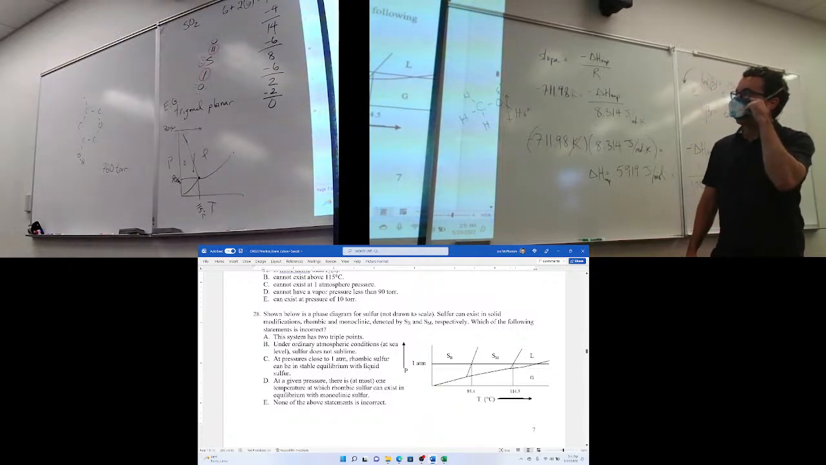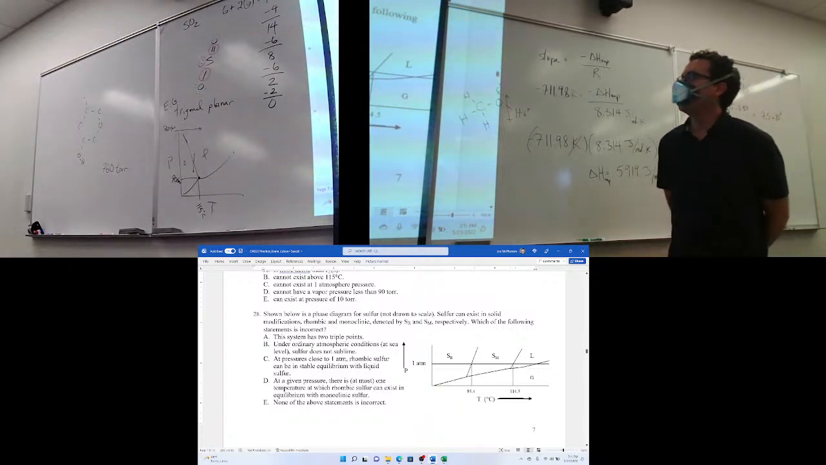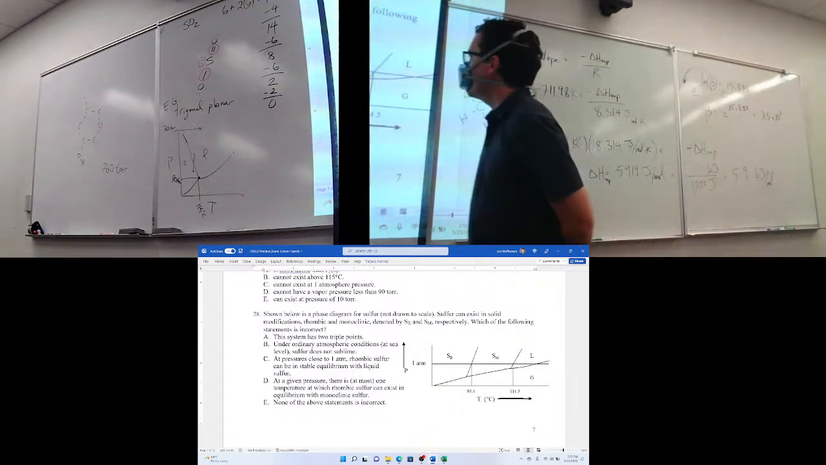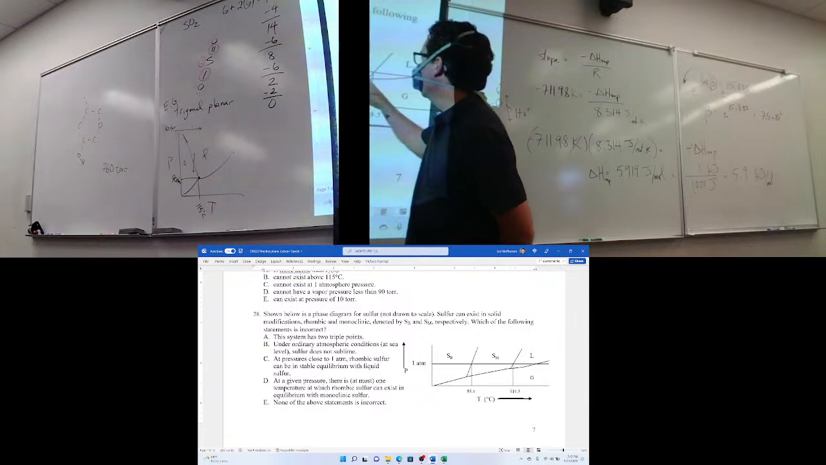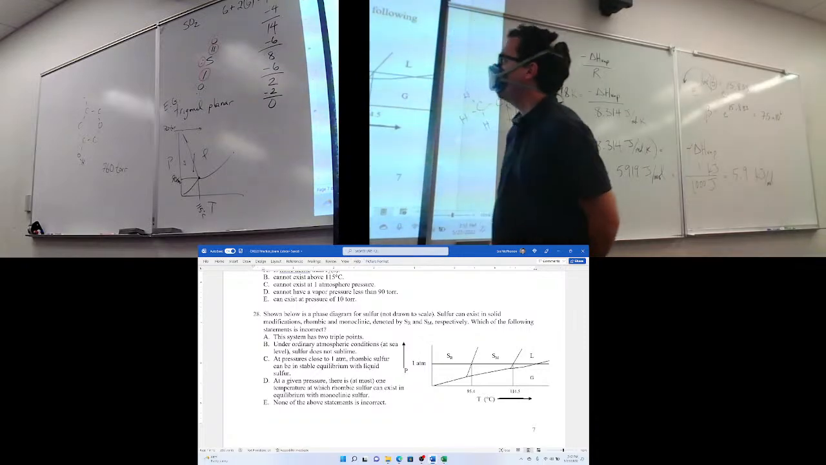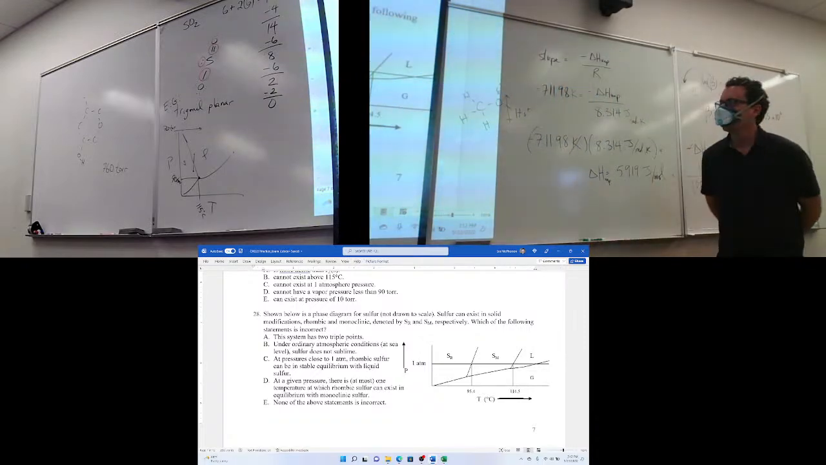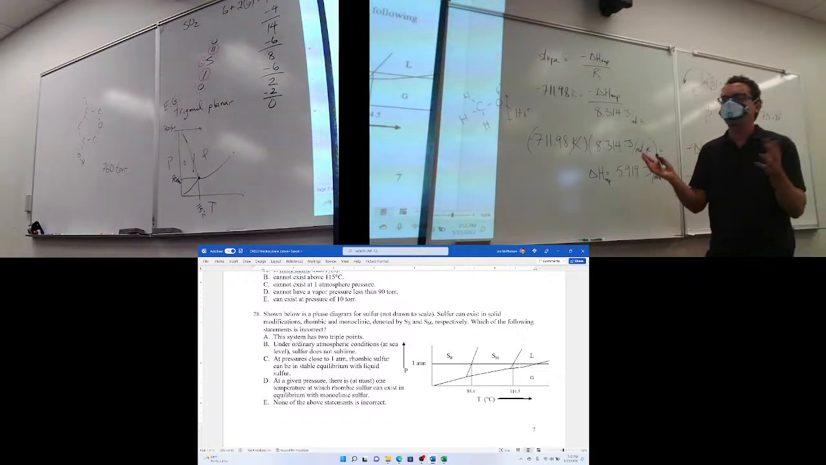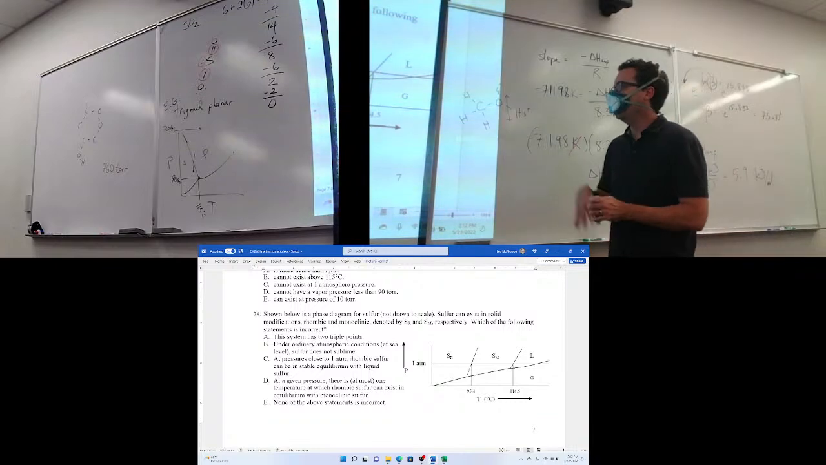All right. So shown below is a phase diagram for sulfur. We have a couple different solid forms. Which of the following statements is incorrect? Well, we have two triple points. There's one there, and there's one there. That is definitely correct. You can have multiple triple points. It is basically where three different phases exist. That's all. It doesn't have to be solid, liquid, gas. Any three phases.